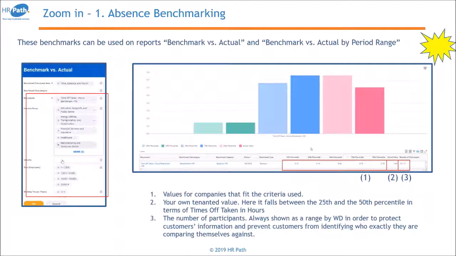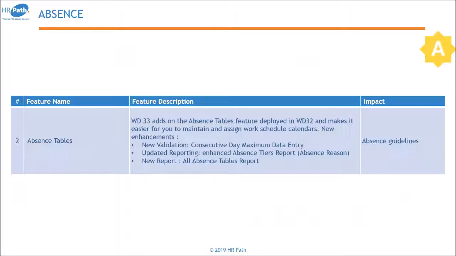In the second framed part, this is your own tenanted value, and here it falls between the 25th and 50th percentile. And in the third framed part, this is the number of participants. So note that this number is always shown as a range by Workday in order to protect their customers' information. So that's it for the absence benchmarking.